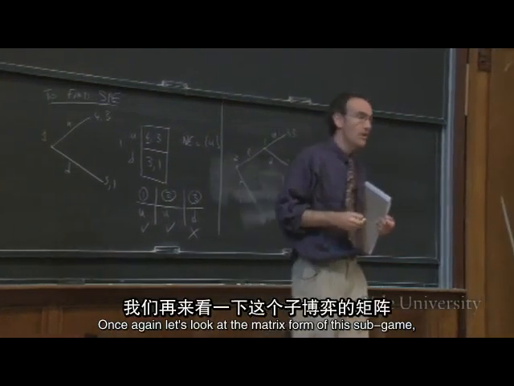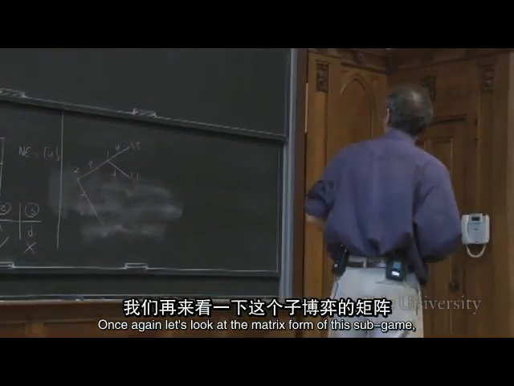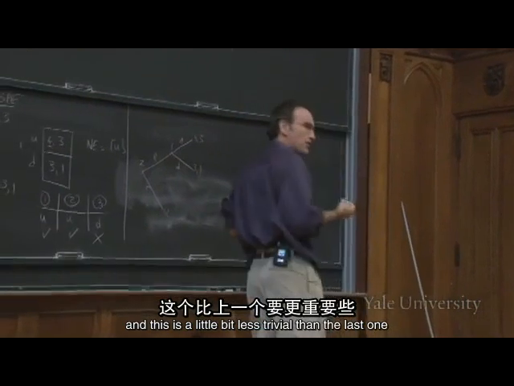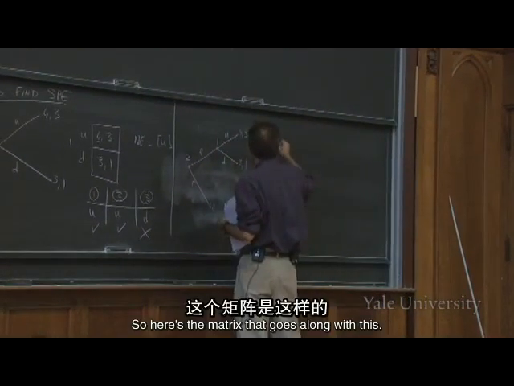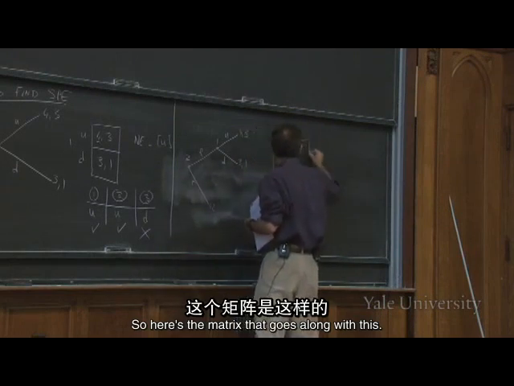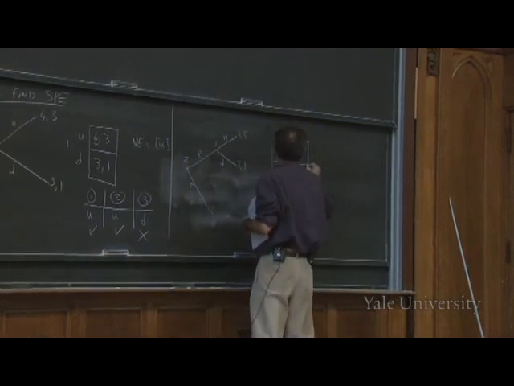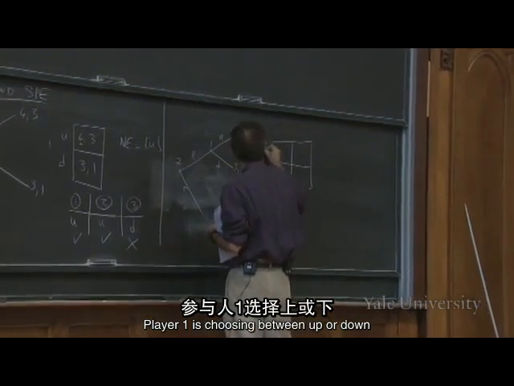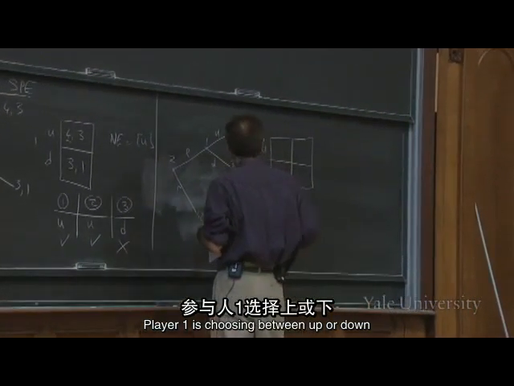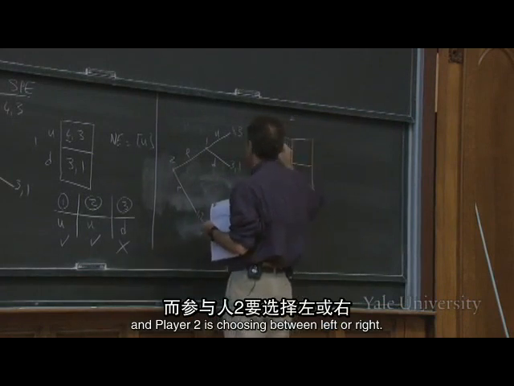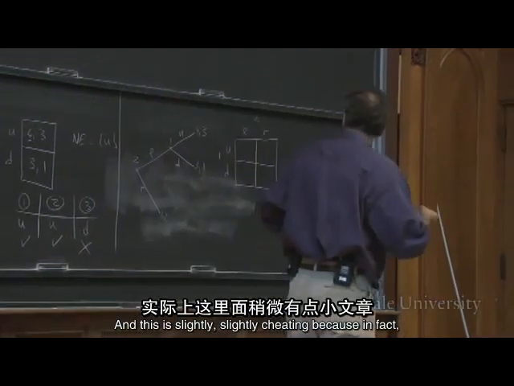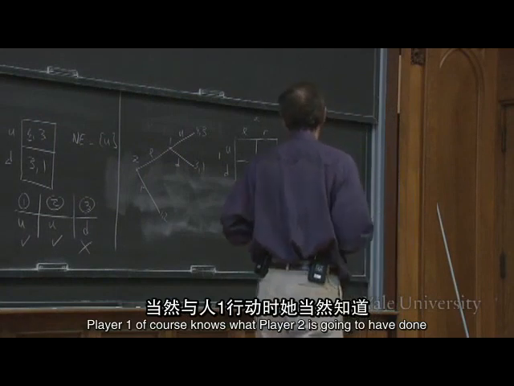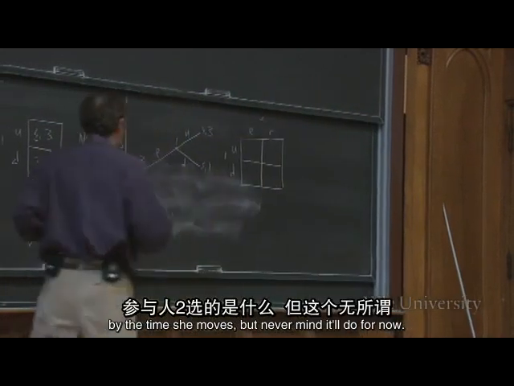All right, once again, let's look at the matrix form of this subgame. And this is a bit less trivial than the last one, because now there are really two players playing. So here's the matrix that goes along with this. Player 1 is choosing between up or down, and player 2 is choosing between left or right. And this is slightly cheating, because in fact player 1 of course knows what player 2 is going to have done by the time she moves, but never mind, it'll do for now.